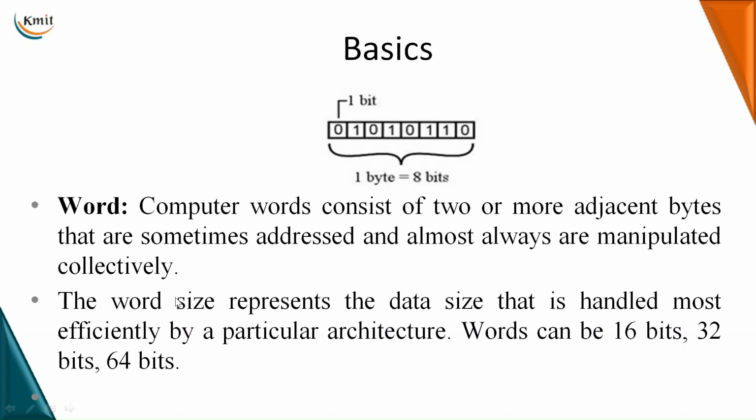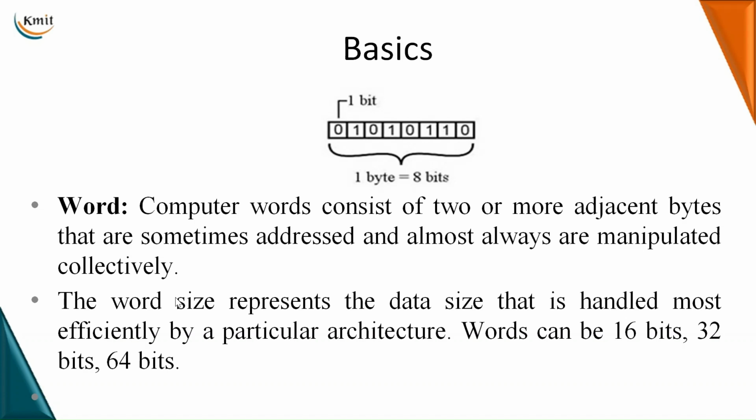Next comes the word. A computer word consists of two or more adjacent bytes that are sometimes addressed and almost always manipulated collectively. There is no specific size for a word; it depends upon the computer architecture that we implement. The word size represents the data size that is handled by the particular architecture. So words can be 16 bits, where 16 bits together we call one word, or 32 bits or 64 bits. We represent it in the form of words.